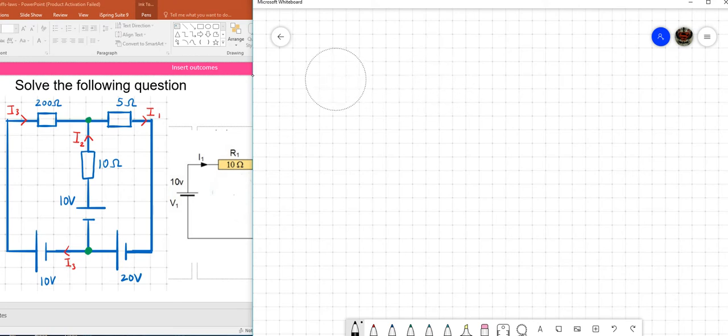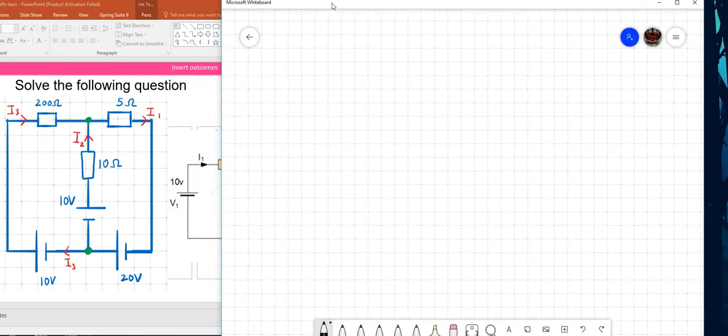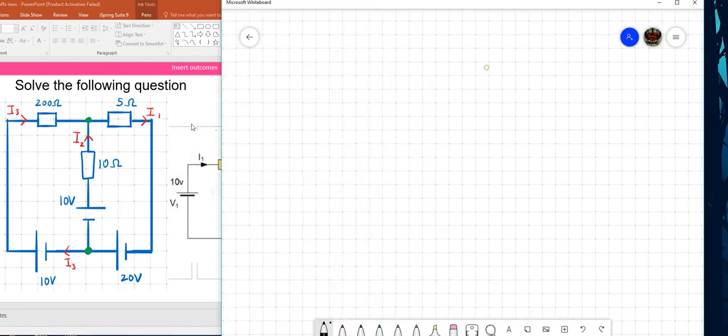Right, let's tackle this first question here. These are two parallel circuits, and we are going to be looking at the one on the left in this case. Now there are two loops. We need to start with one loop. It doesn't matter which one you start with, either this one on the left hand side or this one on the right hand side.